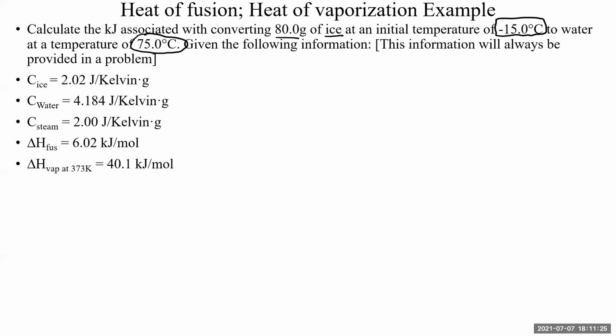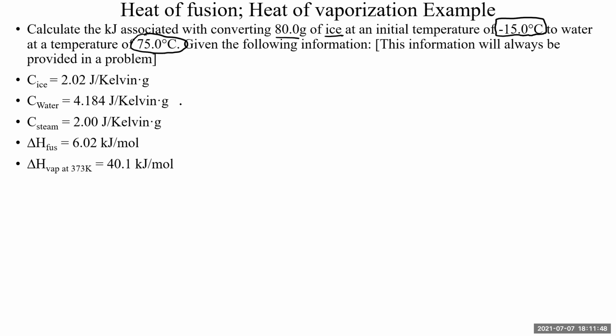So we're not just moving from one physical state to another. We're not just phase changing, we're also heating or warming up the two different phases. This is going to involve several different calculations, and then we're going to sum up the energies for all three parts of this. So this is the information that we're given.